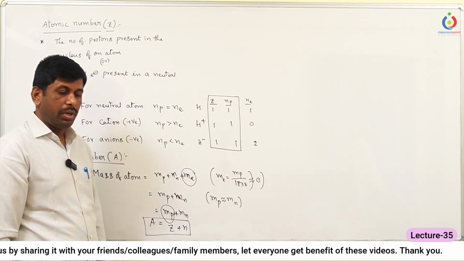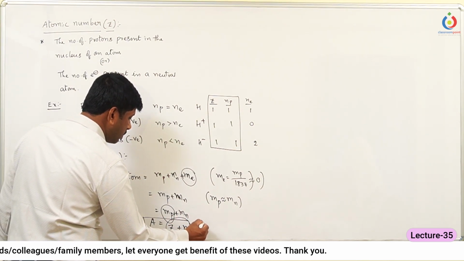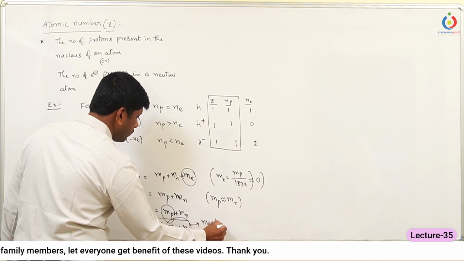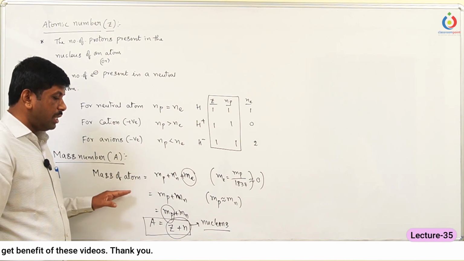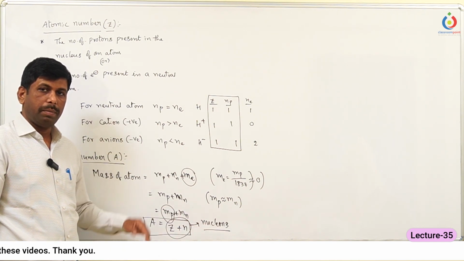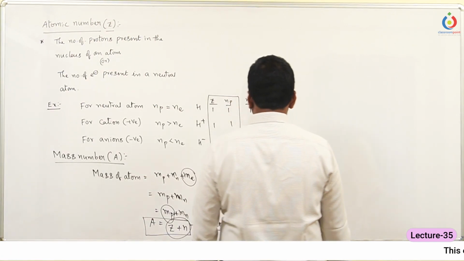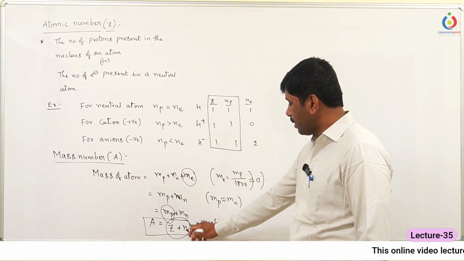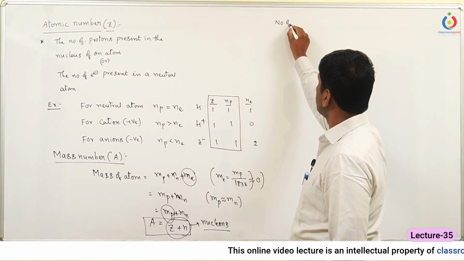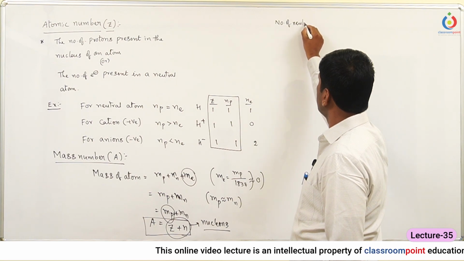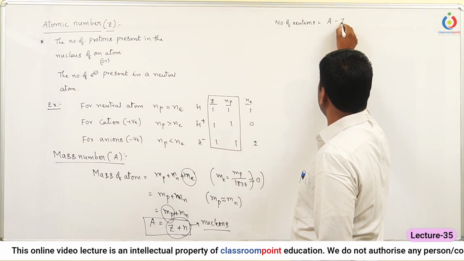That's why they are called nucleons. So the Z plus N value is also known as the nucleons. So mass number is equal to nucleons, that means number of protons plus number of neutrons. Let us take some examples of how to calculate the number of neutrons. Number of neutrons is equal to mass number minus atomic number.